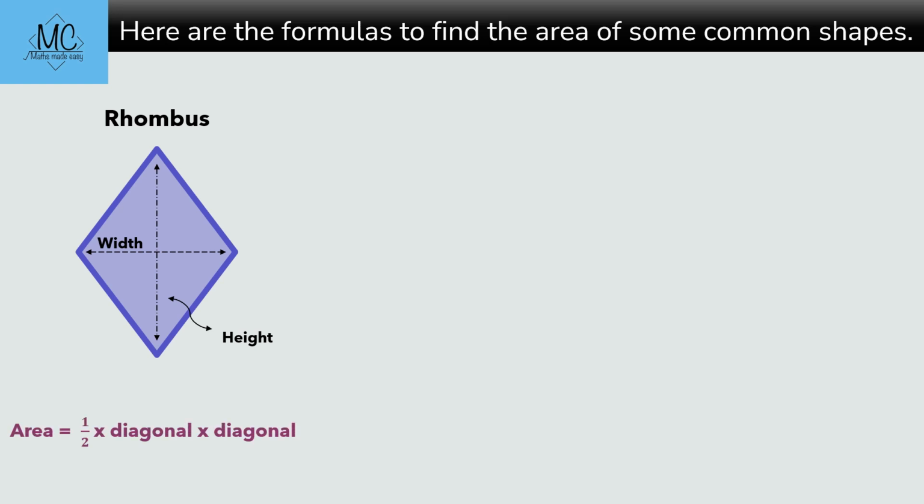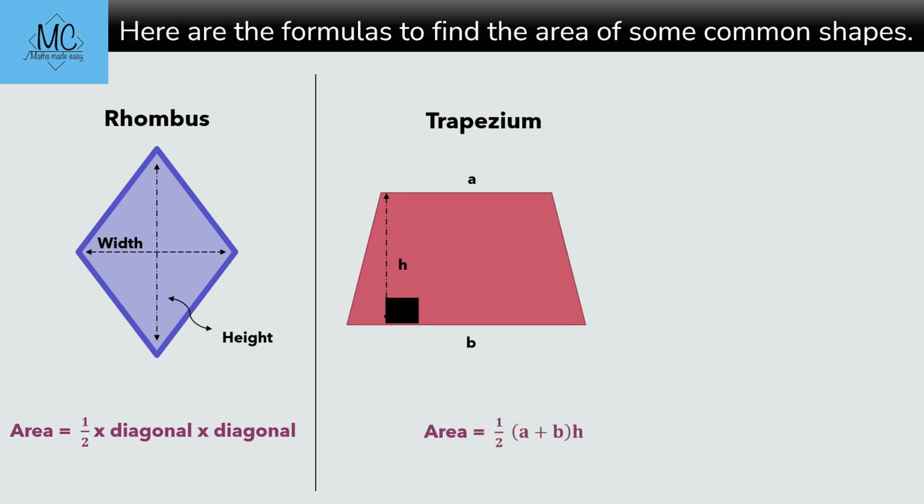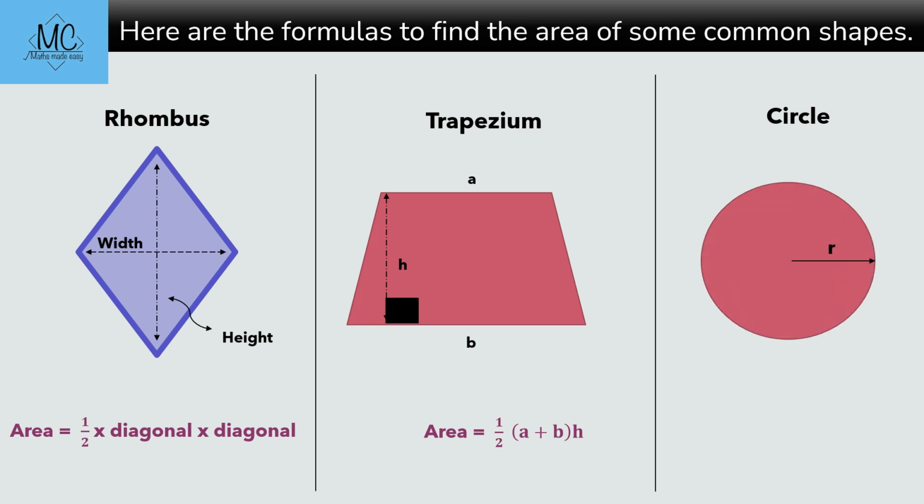Some more common shapes you find in your exams are the rhombus, which looks like this, and its formula is half times diagonal times diagonal. Then the trapezium. The trapezium's formula is half times (a plus b) times height. And then a circle. We have already worked on the circle in our previous classes, but I'm reminding you the formula: pi r square.